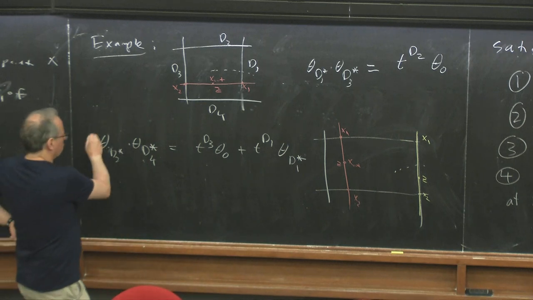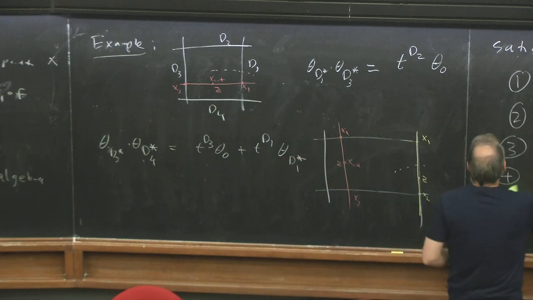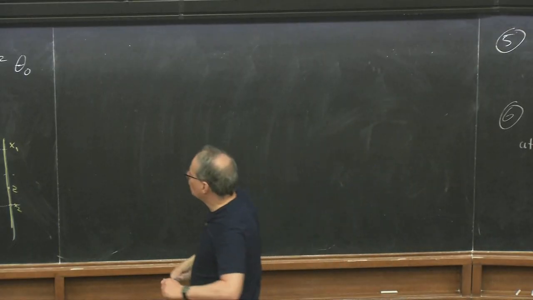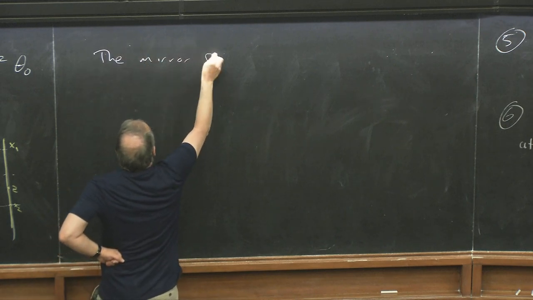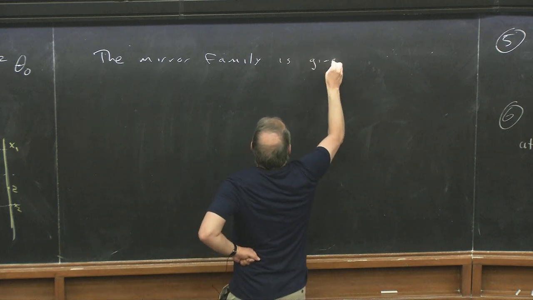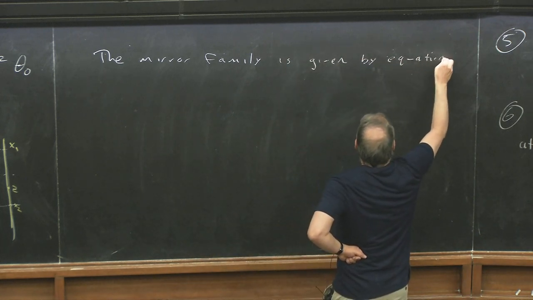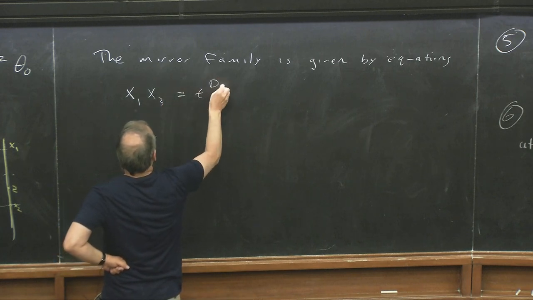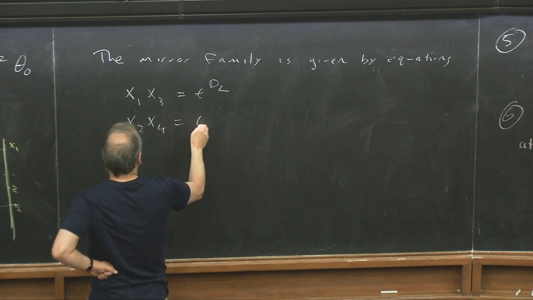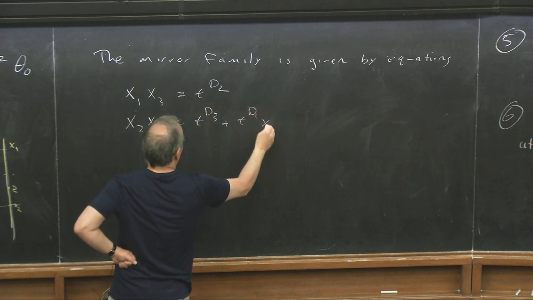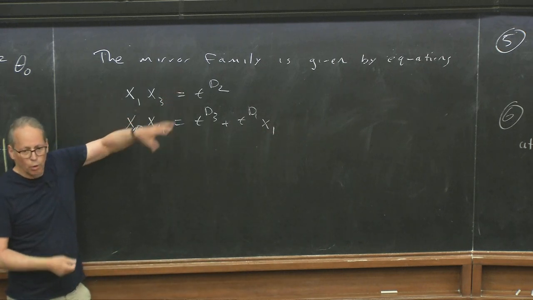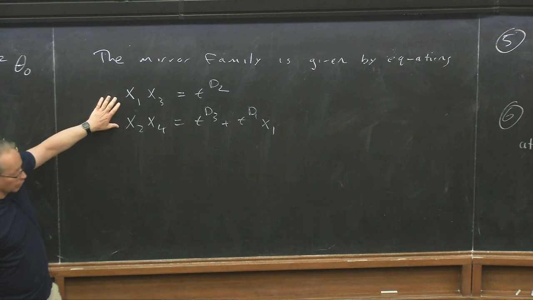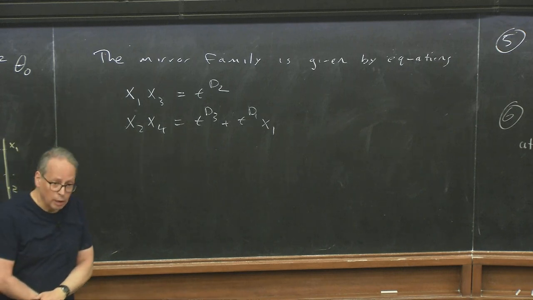So it turns out that these two equations are the equations of the mirror. The mirror family is given by equations, and just to simplify life, let me write x's instead of theta di's. x1 x3 is equal to t to the d2, and x2 x4 is equal to t to the d3 plus t to the d1 x1. You can think of these t's as coordinates on Kähler moduli space. As you move around in Kähler moduli space, the mirror changes a bit, but it's something living in an affine four-space for any given value of the Kähler moduli.